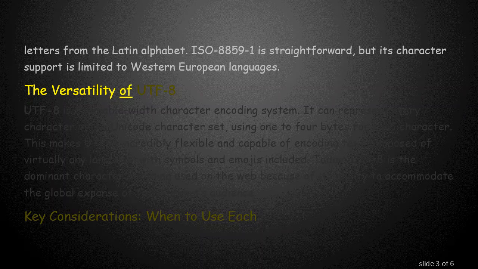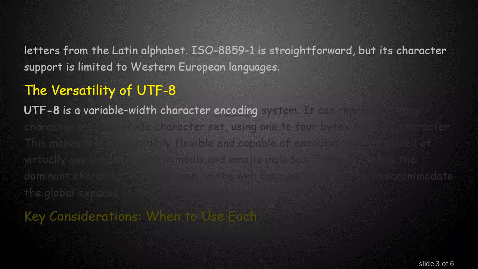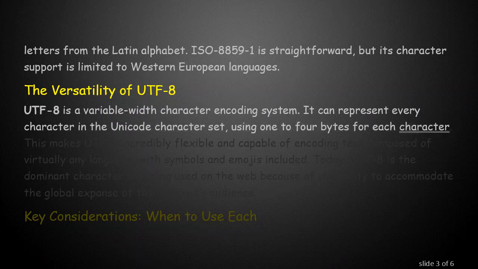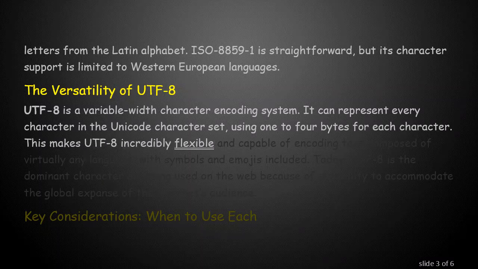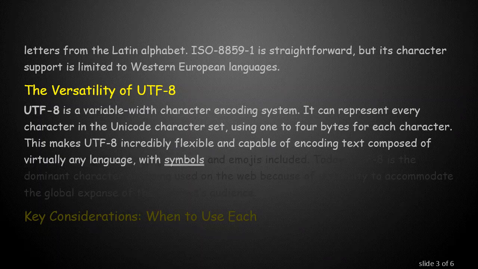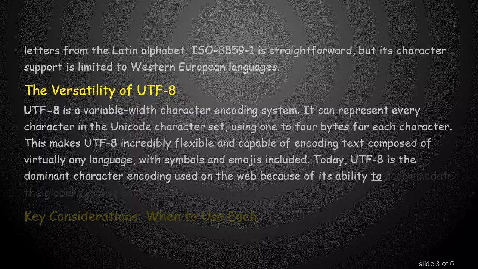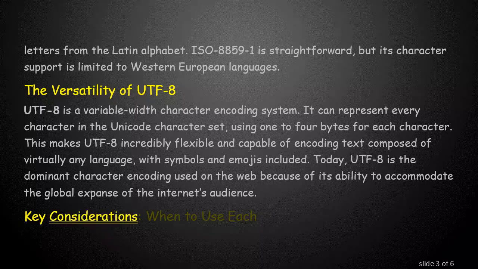The versatility of UTF-8. UTF-8 is a variable width character encoding system. It can represent every character in the Unicode character set, using 1 to 4 bytes for each character. This makes UTF-8 incredibly flexible and capable of encoding text composed of virtually any language, with symbols and emojis included. Today, UTF-8 is the dominant character encoding used on the web because of its ability to accommodate the global expanse of the Internet's audience. Key considerations: when to use each.